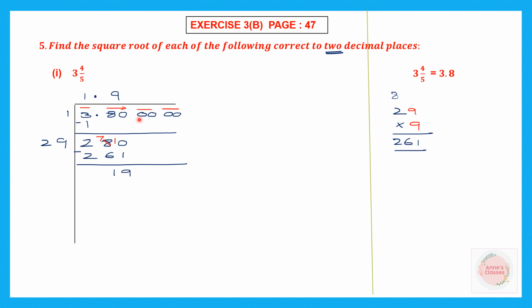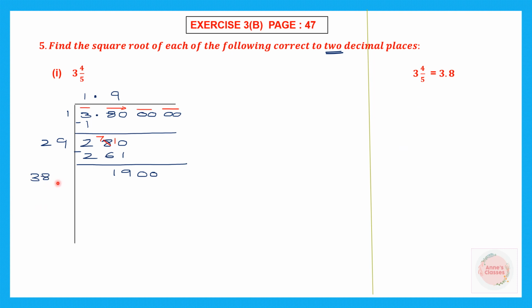Now we bring down the next pair of digits, which is 2 zeros. We bring it down and put it here. So we have 2 zeros. Now we have 1.9. We're going to read it as 19. We're going to double it. That means we're going to multiply it by 2. So we're going to take it as 19 and multiply it by 2. 2 nines are 18, carry 1. 2 ones are 2 plus 1 is 3. So that is 38.